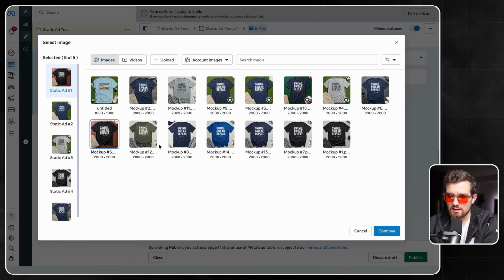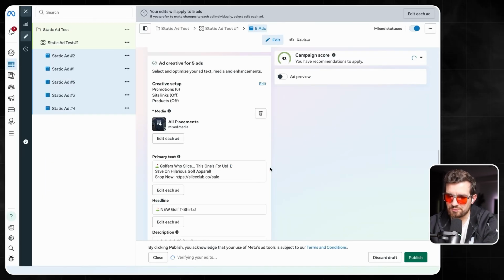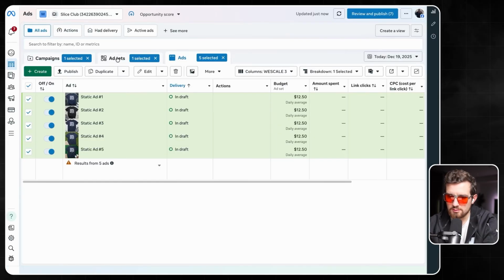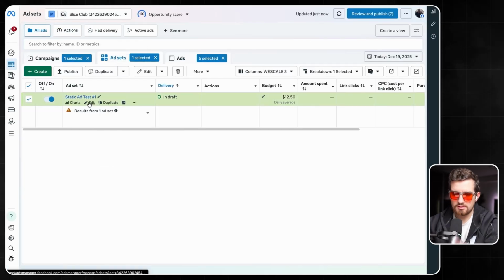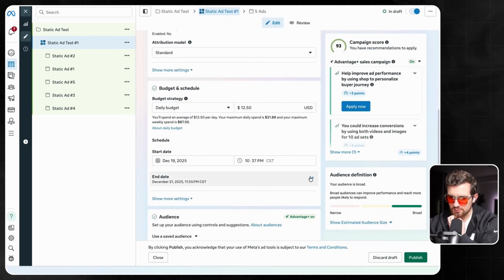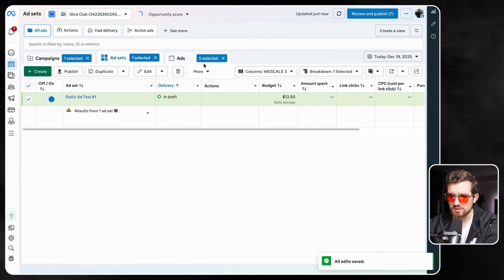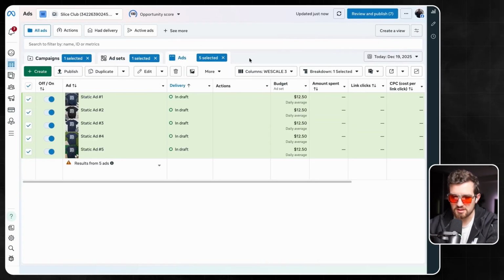in here, and then you just, let's go with mockup 6, 8, 9, 10. Continue. There we go. And then the one thing that I want to make sure is off. Yeah, turn off the end date. At this stage, I never use scheduling. I just control it myself. But when we're launching our first campaign, it can be helpful in terms of ease of mind.